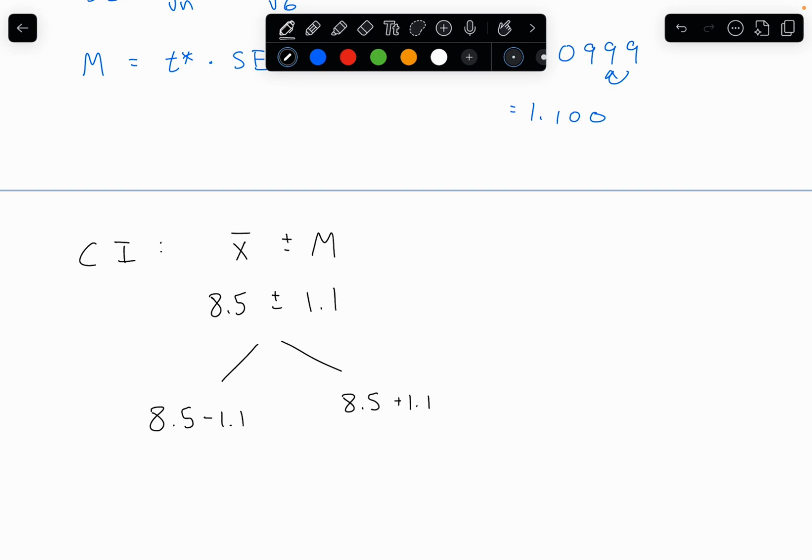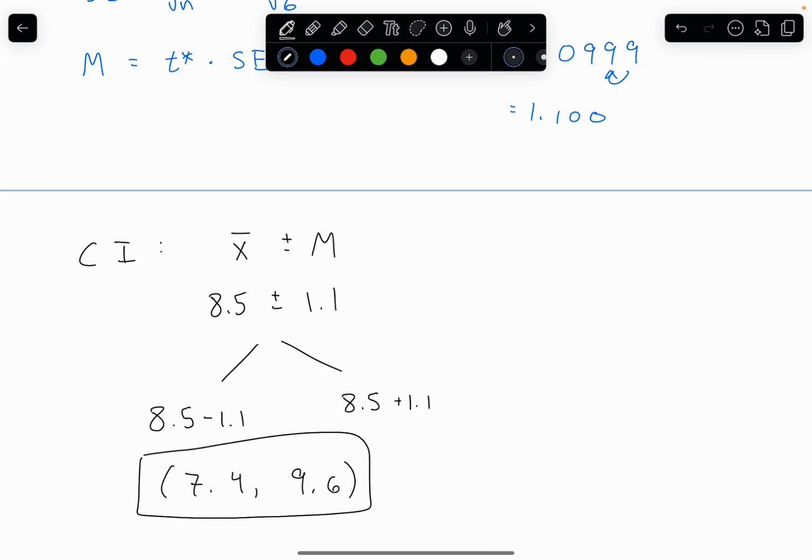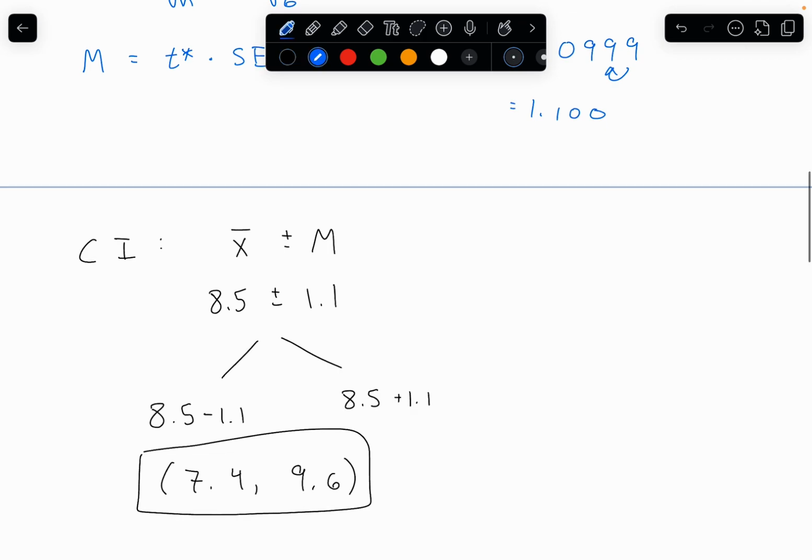If I go ahead and do the subtraction, my lower bound is going to be 7.4, and my upper bound, 8.5 plus 1.1, is 9.6. So this is what my confidence interval looks like. I have 7.4 to 9.6.